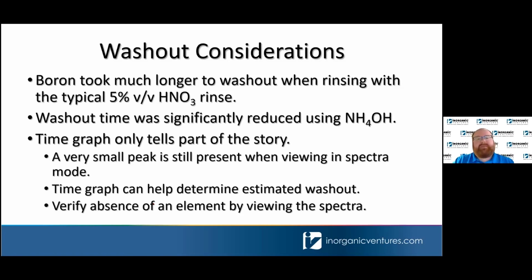If you switch back to spectra mode, even that flat line still actually has a peak. So it's not actually all gone. It's just very low. So you can use the time graph to quickly determine an estimated washout. But if you're trying to verify the absence of an element, you'll need to switch to spectra mode.